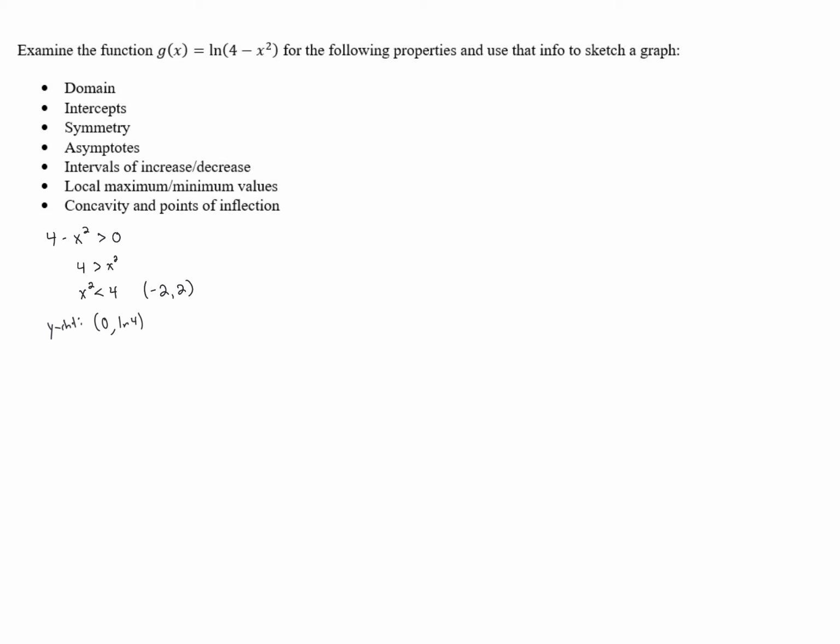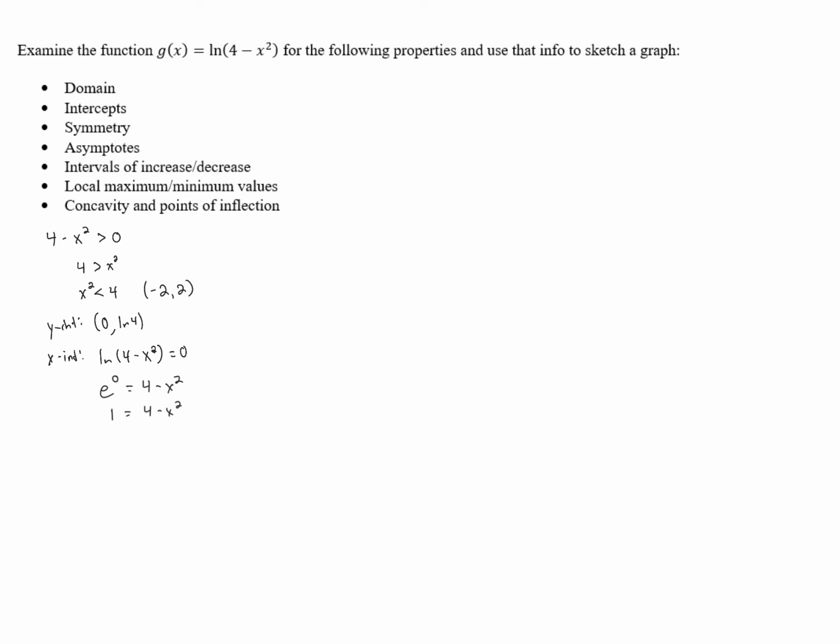If we want any x-intercepts, that's going to happen when the function value is equal to 0. So it's going to happen when ln of (4 minus x squared) is equal to 0. This is a logarithmic equation because the variable's inside the logarithm. The way that we can solve this is by rewriting it in exponential form. So the base here is e because it's a natural logarithm. So in exponential form, this is going to be e to the 0 equals 4 minus x squared. e to the 0 is equal to 1. So we have 1 equals 4 minus x squared.